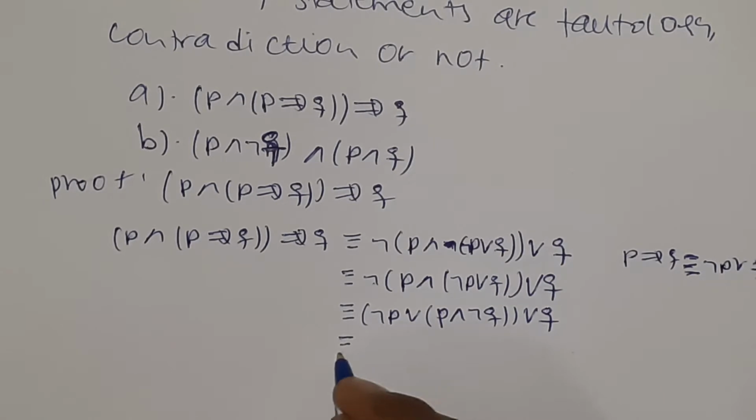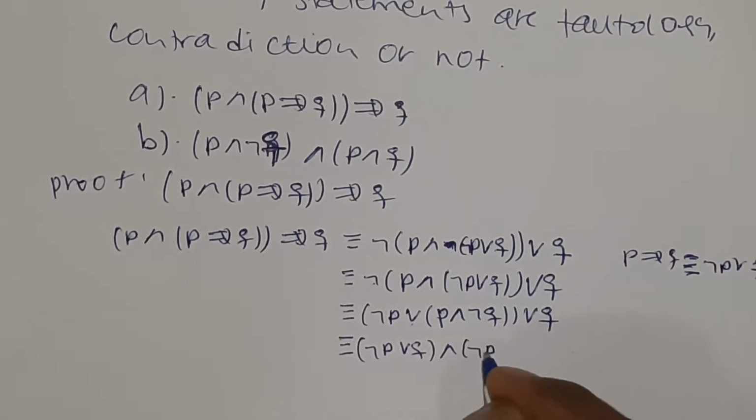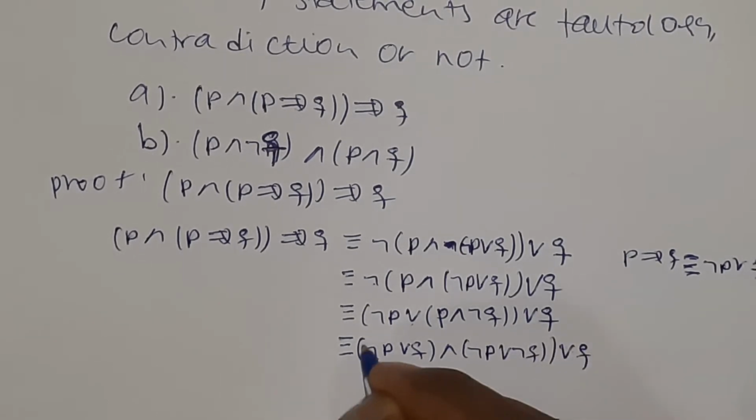Again, this is equivalent with distributing this one over, using the distributive property of disjunction over conjunction. That is the same as (negation of P or Q) and (negation of P or negation of Q or Q).